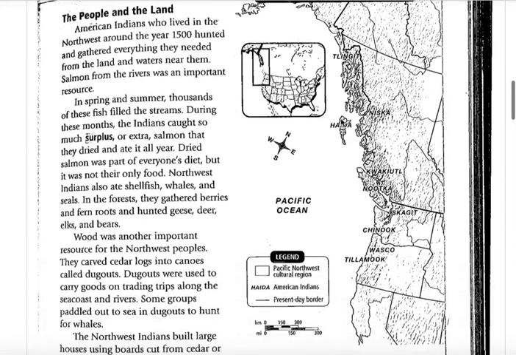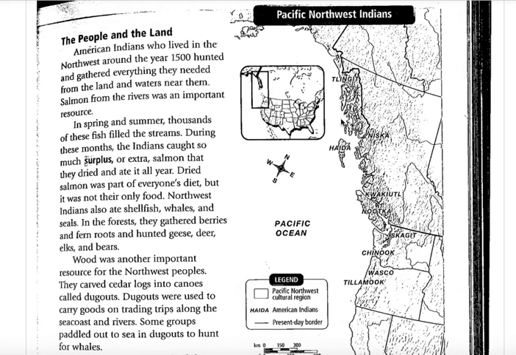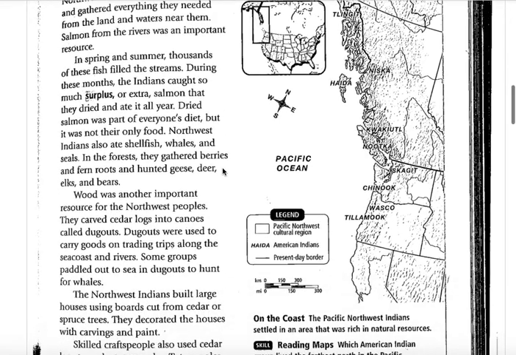People of the land. American Indians who lived in the Northwest around the year 1500 hunted and gathered everything they needed from the land and waters near them. Salmon from the rivers was an important resource. In the spring and summer, thousands of these fish filled the streams. During these months, the Indians caught so much surplus, or extra, salmon that they dried and ate it all year.